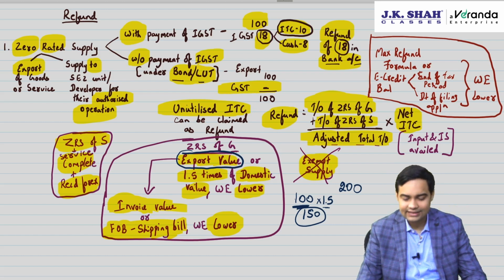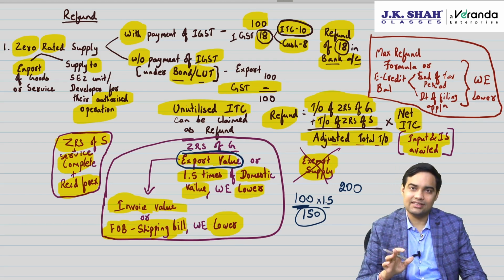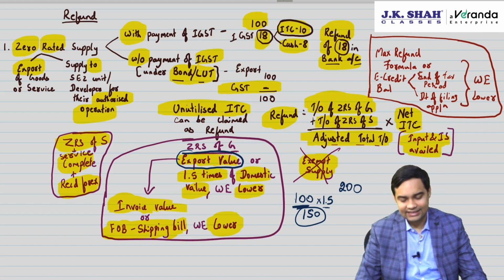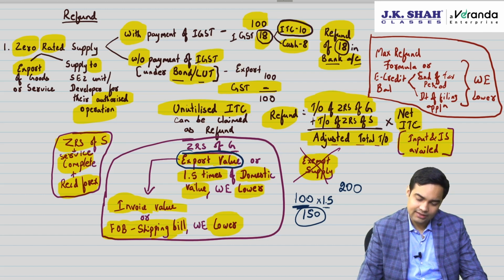Okay, net ITC is ITC availed on input and input services. Availed, not balance in e-credit. Availed. Whatever you have availed, that will be considered as net ITC. Thereafter, capital goods, never ever take it here. Block credit, never ever take here, because it should be ITC. Only then you can consider it here.